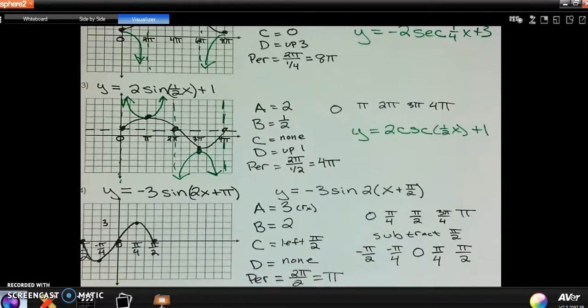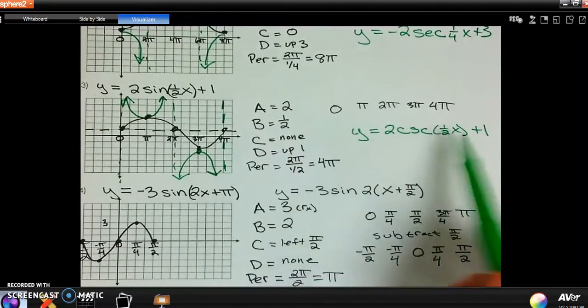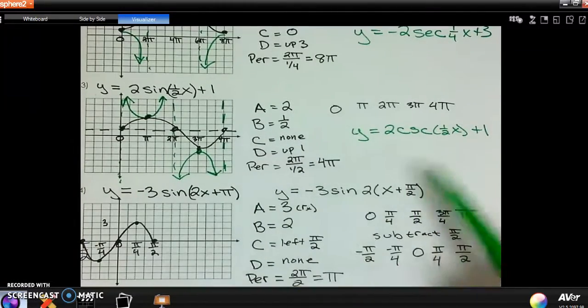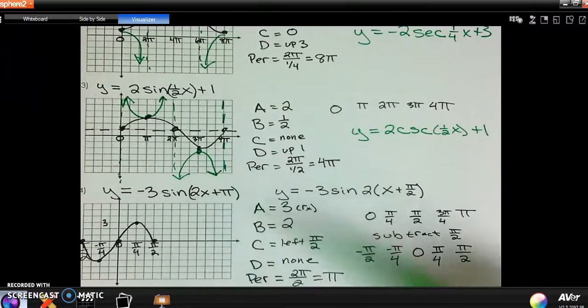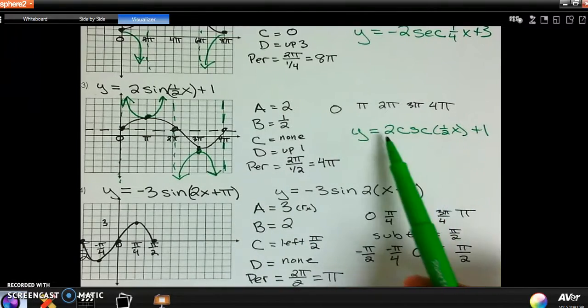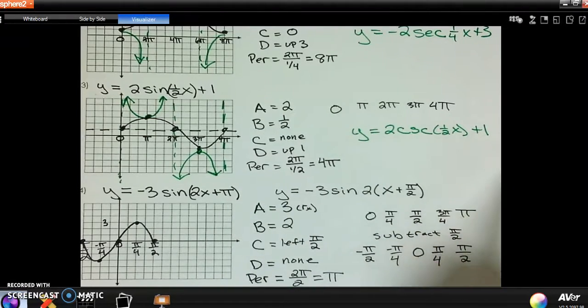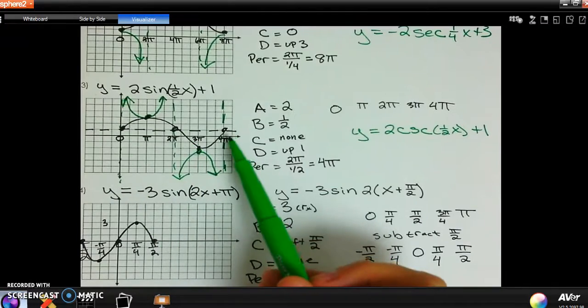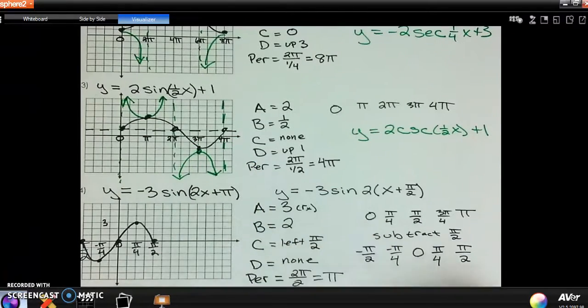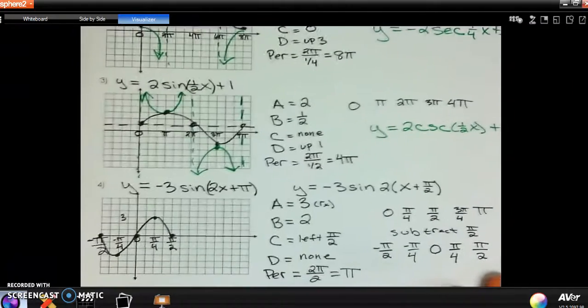And again, if it said pick out which one of these graphs is 2 cosecant 1/2 x plus 1, in multiple choice or something, I would sketch in the sine curve first, but that black one is not part of the graph. Just want to make sure I emphasize that.